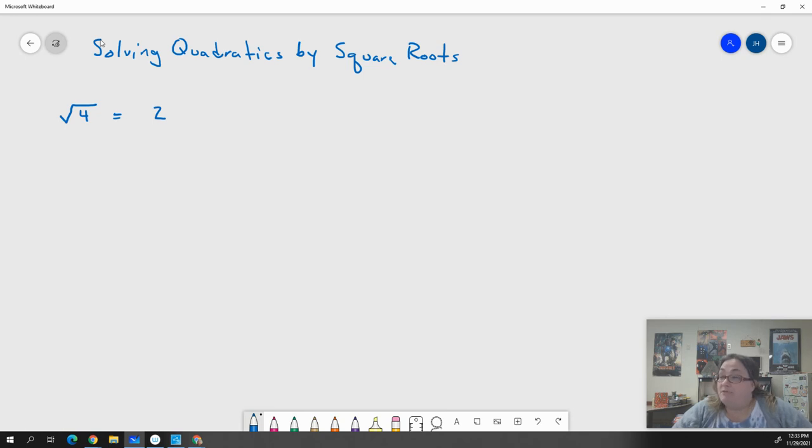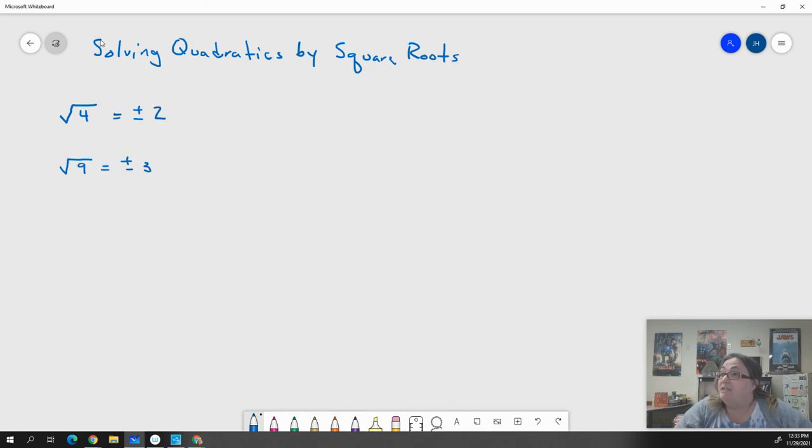But what we always forget is that -2 times -2 can also equal 4. So as we move up now into the maths, we think of it instead of just the square root of 4 equals 2, we think of it as it equals +2 or -2. And that's what this plus or minus means. It just means it can equal +2 or it can equal -2. So if I had the square root of 9, we would say that that equals plus or minus 3.